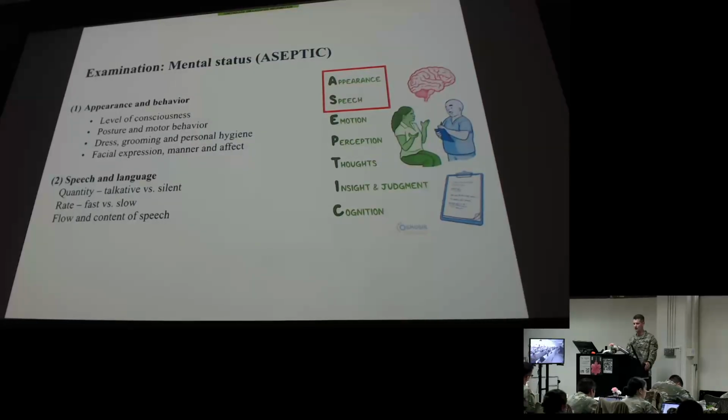The only takeaway I want: there's not going to be a crazy test question on what's step 5 of the mental status exam. There's not one like that. Memorize the acronym ASEPTIC. You don't have to memorize everything within that, just know to Google search it if someone sends you off to do a mental status exam. So, the A: I'm looking at the appearance and behavior of the person.